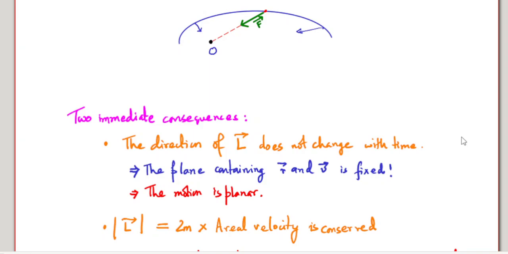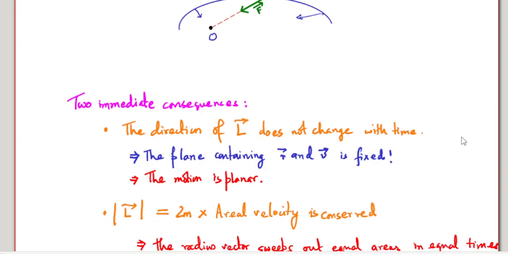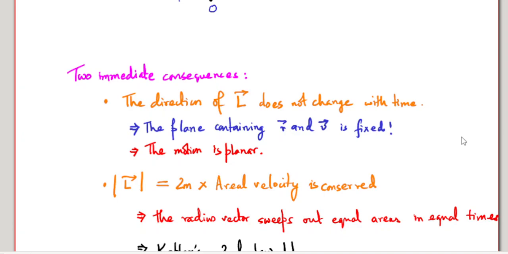What about the magnitude of L? Now this is where we will use the second geometrical interpretation of the angular momentum's magnitude. The magnitude of L, as we worked out, is actually twice m times the areal velocity, the rate at which the radius vector, or the position vector basically, sweeps out area. Now this is conserved. Since L is conserved, its magnitude is. So areal velocity is something which does not change with time.